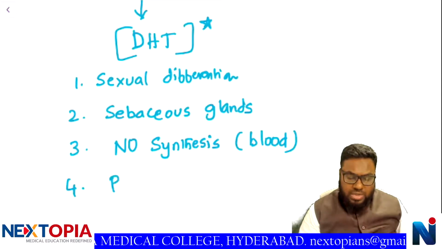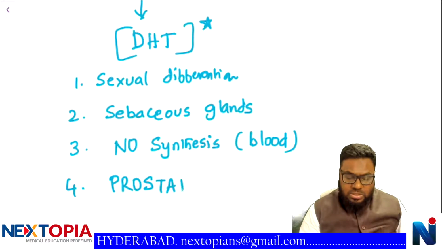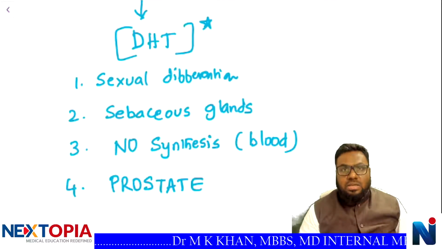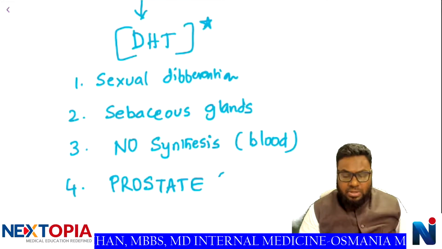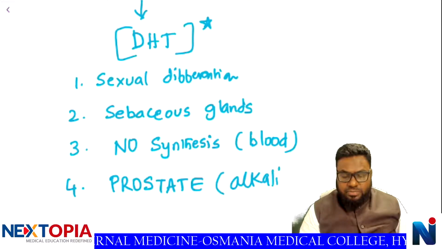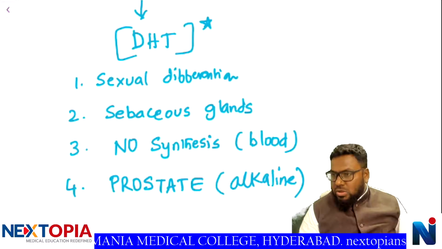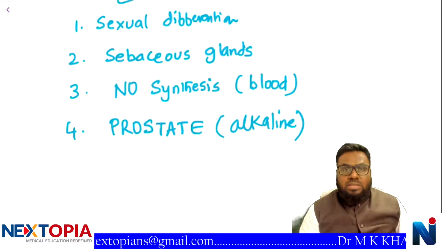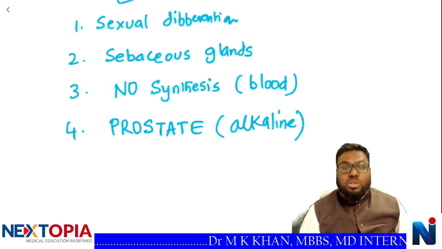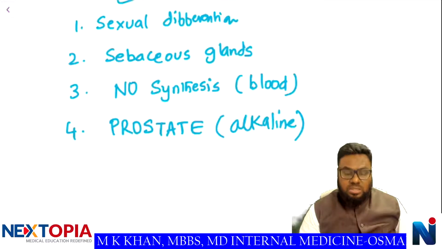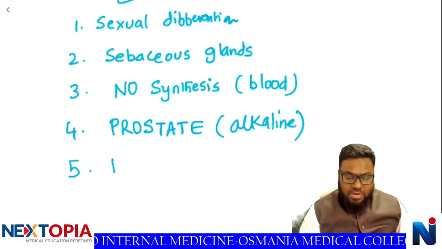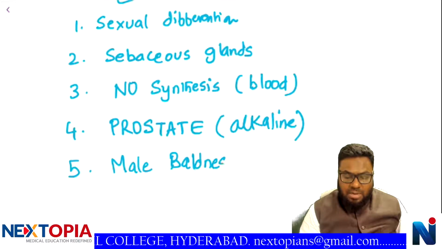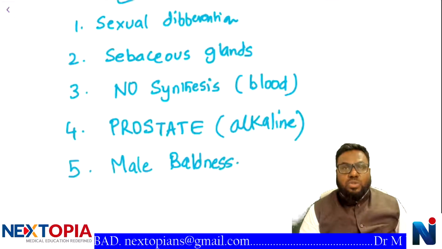Dihydrotestosterone is involved in growth and development of the prostate, which is responsible for secretions in the seminal fluid. The prostatic secretions are alkaline secretions. The seminal vesicle secretions are acidic secretions. All right. So normal prostate development is the responsibility of dihydrotestosterone. Next important fact is male pattern baldness, which is also an activity of dihydrotestosterone.